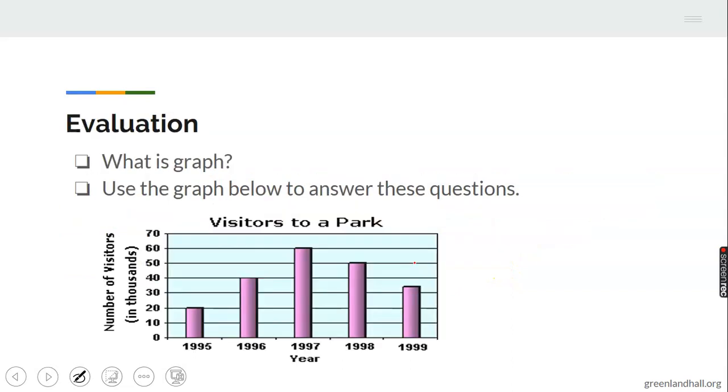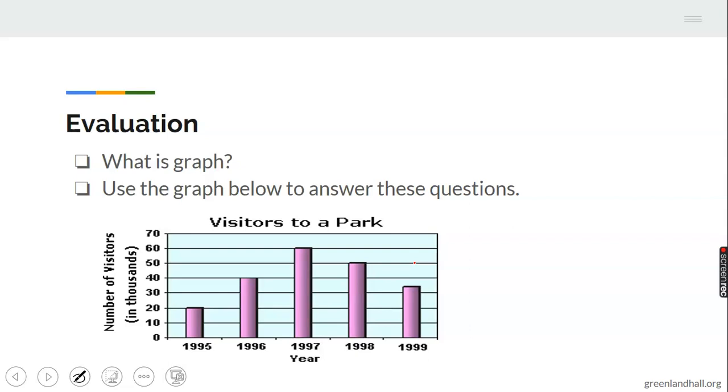Okay, now let's quickly come to the evaluation page. Let's see what we have been able to learn. Number 1 question says, what is graph? Okay, quickly give me the answer. Diagrammatic representation of. Good. Now let's go to this question that we have here. I'll be using this graph to ask 1 or 2 questions. I'll just ask 2 questions. I want you to give me the answer.